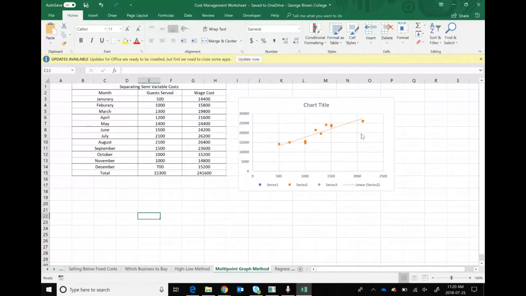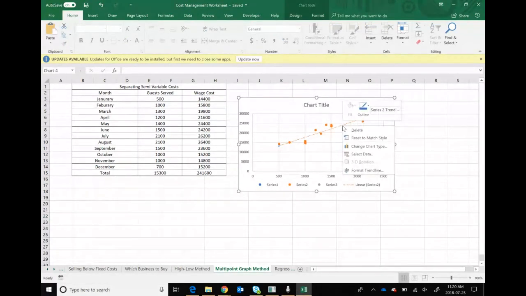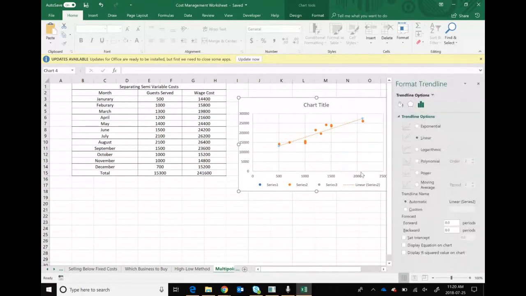Now, this alone doesn't really tell us exactly what our fixed costs are. It just shows us that as our sales go up, or as our guest counts go up, so does our labor. What we can do here is right-click, go to Format Trend Line, and it brings it up. We set intercept. Oh, sorry, don't set intercept.